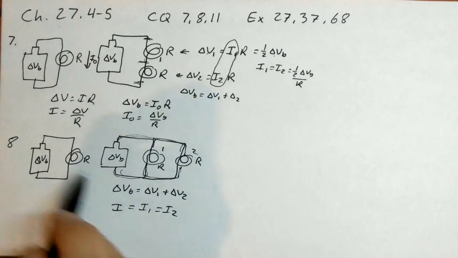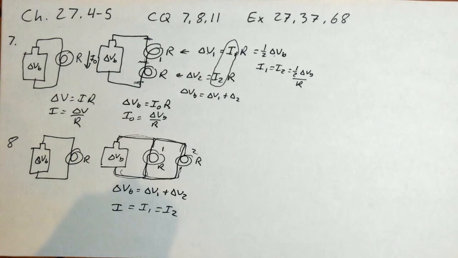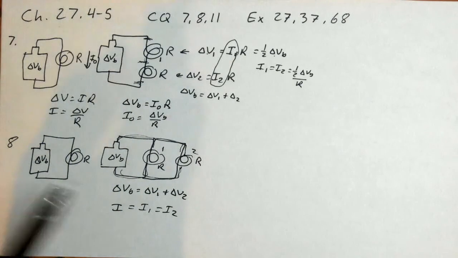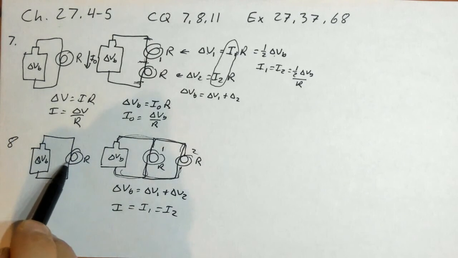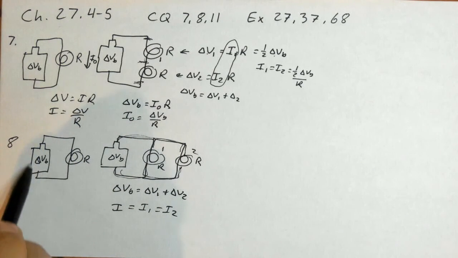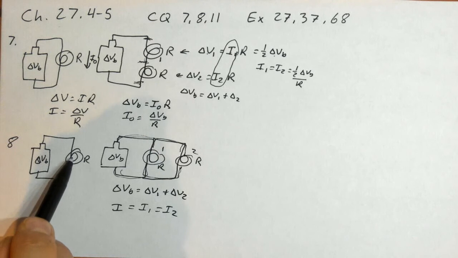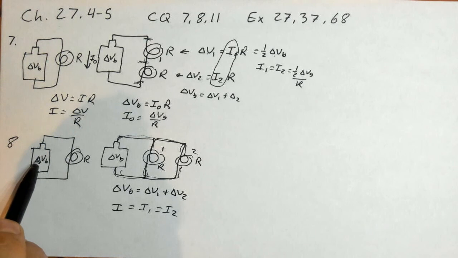So these have the same currents, and therefore their brightnesses are the same. Now, when I say the currents here, I'm talking about the current flowing through 1, current flowing through 2, versus the current flowing through here. In this case, since this is just one loop, the current flowing through the resistor must be the same as the current flowing through the battery because there's no other place for it to go.